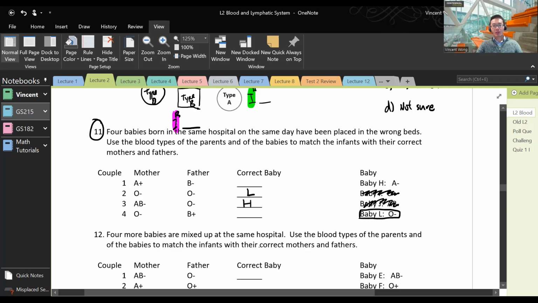Try to pay attention to the logic I'm using, okay? So this one's gone, this one's gone. Now 2 more babies up for grabs. This one, O negative and B positive. If you're type O blood, you cannot have an AB baby. That's not yours. So the only one left is I. And then that means J is theirs.